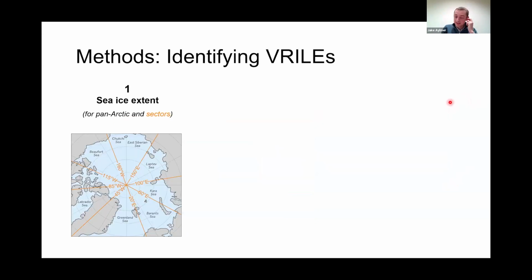So here's how we identify viriles. This is not something that we've come up with. We're using the same method that's been used in prior literature, for example, the Wang et al. paper that I mentioned earlier. The basic idea is that firstly you calculate sea ice extent, and we do this for the whole Arctic, but we're primarily interested in the regional scale. So we divide the Arctic up into different sectors based on boundaries which divide it into the main surrounding seas, and we calculate sea ice extent in each sector from daily data.